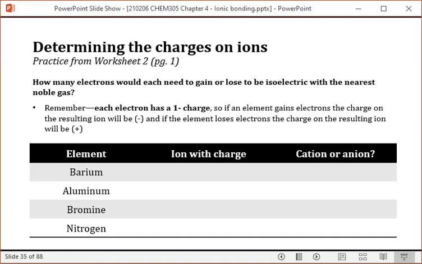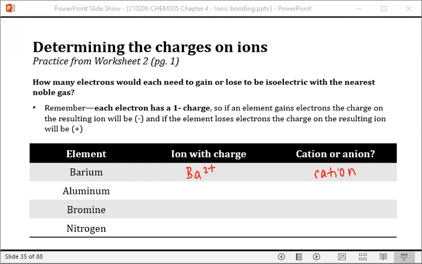Barium is in group 2A. It's an alkaline earth metal. So alkaline earth metals in group 2A are going to tend to lose 2 electrons. So when barium loses 2 electrons, it's going to make a Ba2+, barium 2+ ion. And this is a cation.